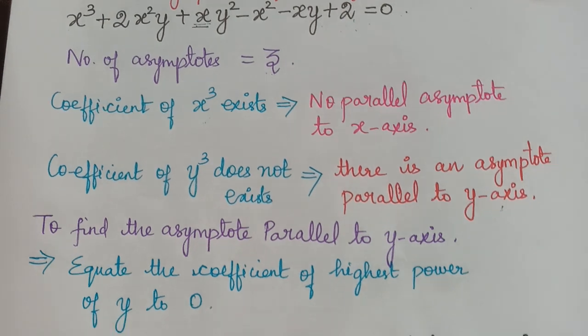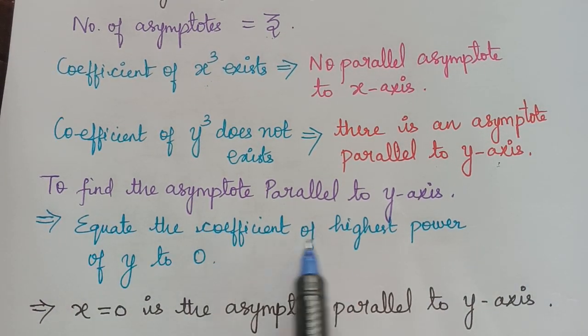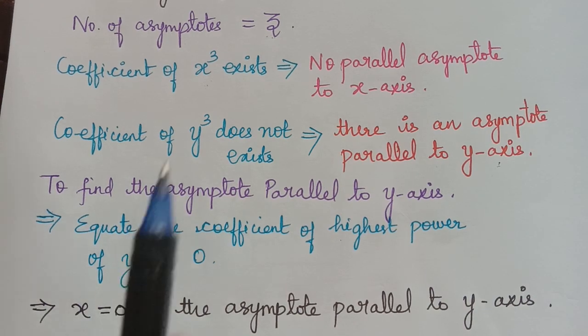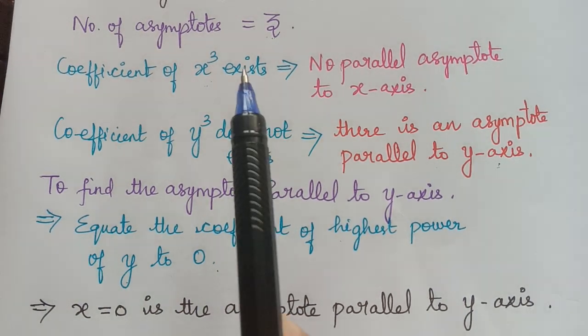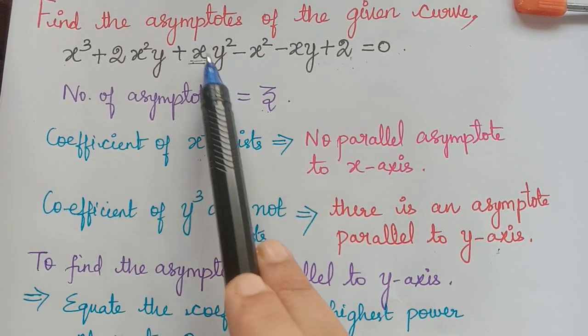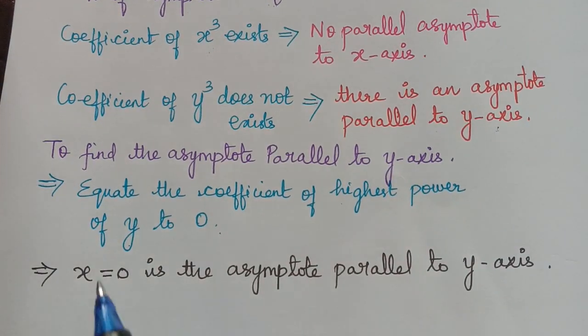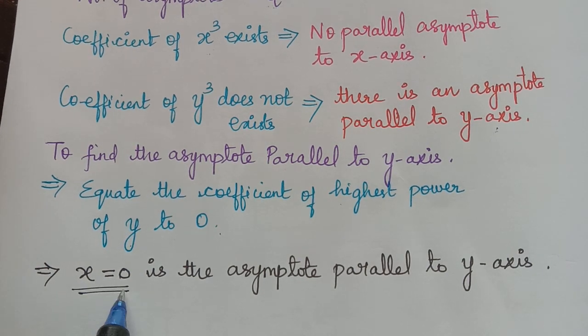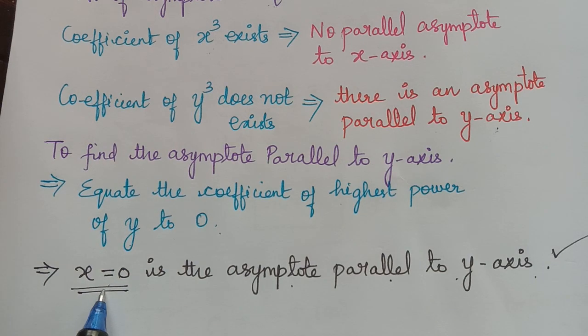So in order to find the asymptote parallel to y-axis, we have to equate the coefficient of highest power of y in the given equation to 0. So now we observed that the highest power of y is 2 and its coefficient is x. Therefore, x equal to 0 is the asymptote parallel to y-axis. So we have found one of the asymptotes.